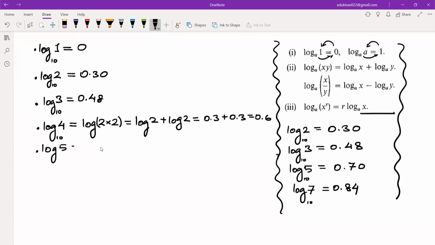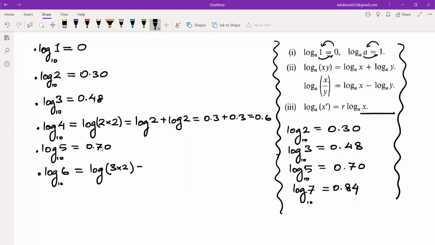Tell me, log 5. How much is log 5? Yes, Hiba? 0.70. Now tell me, how can I write log 6? How can I write log 6? As log of what? How will you multiply this 6? Prime factorization कर, log 3 into 2. Very good.